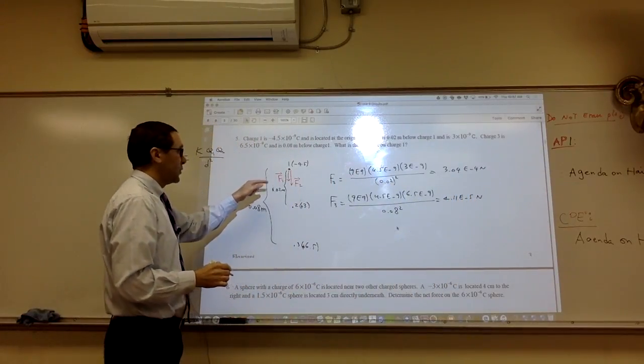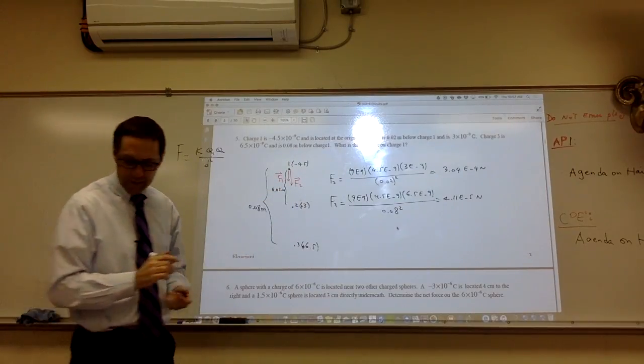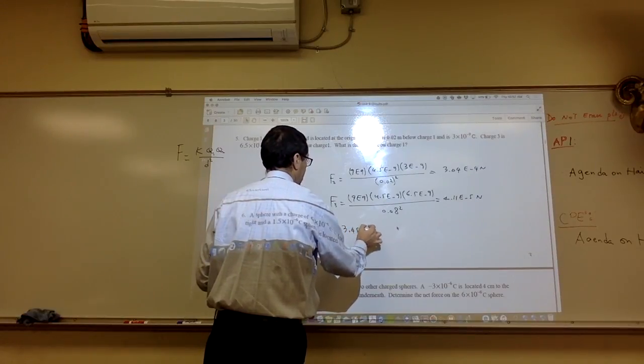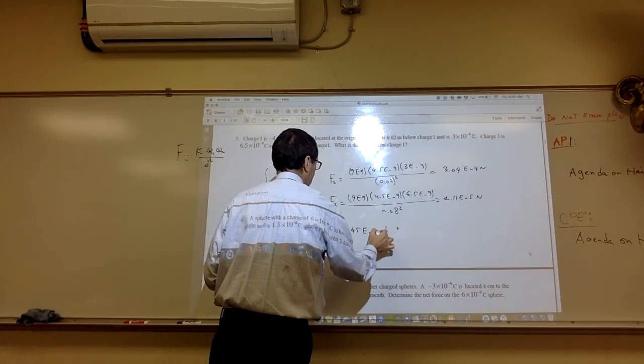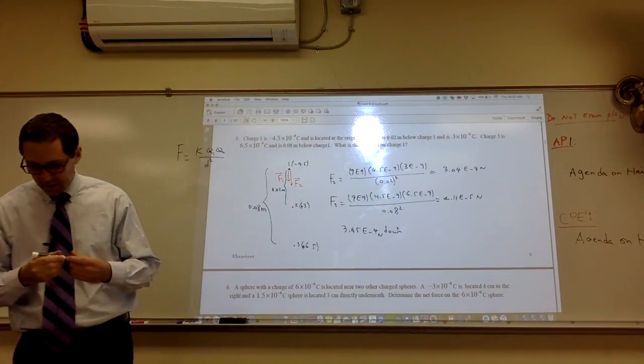So the net force will be the sum of those two, and it's going to be pointing down. If you add them, you get 3.45 e to the negative 4 newtons down. Or if you want, consider down as negative, that's fine too.